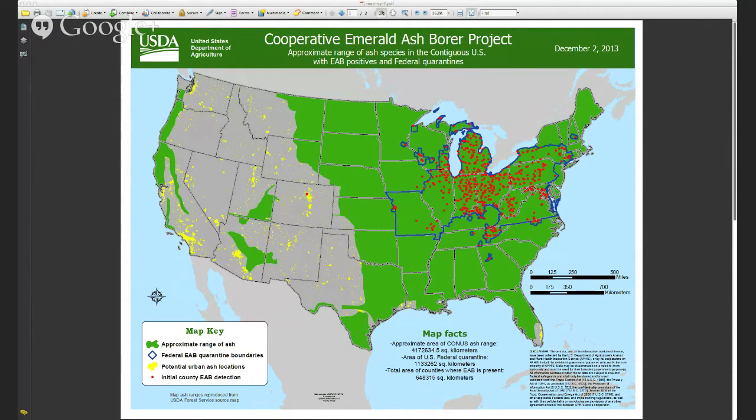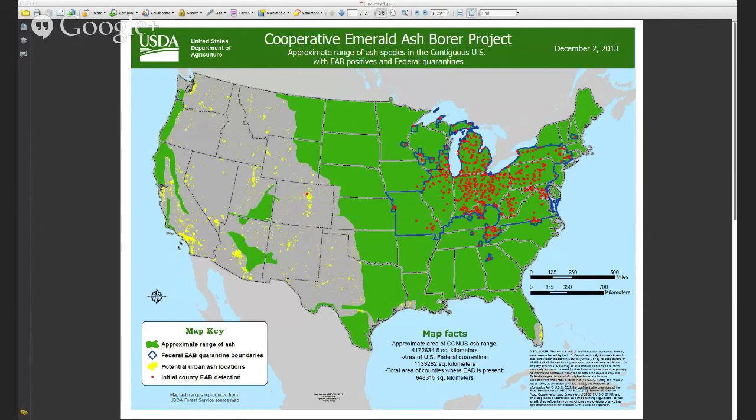It started in Detroit and is now as far west as Colorado and as far south as Georgia. The total area of all the counties where emerald ash borer is present is over 600,000 square kilometers. So that's a huge, huge area. And you can see that it's present in Virginia, it's present near Chicago, and it also has potential to be present in Arizona as well, where some of you are located.